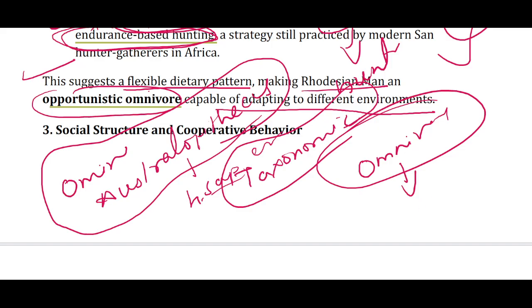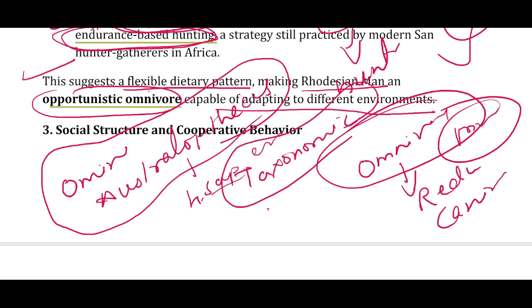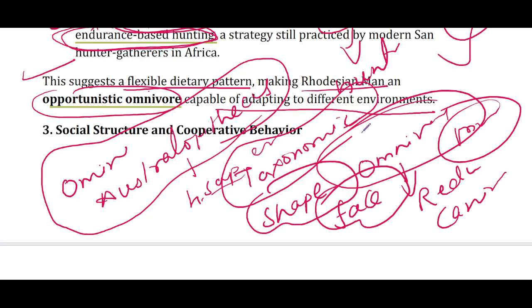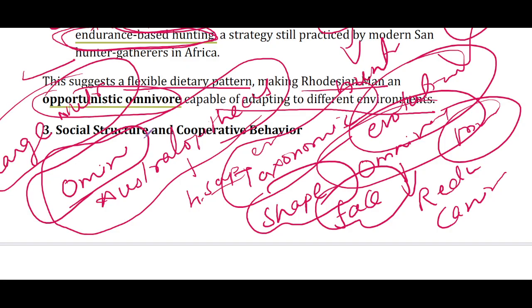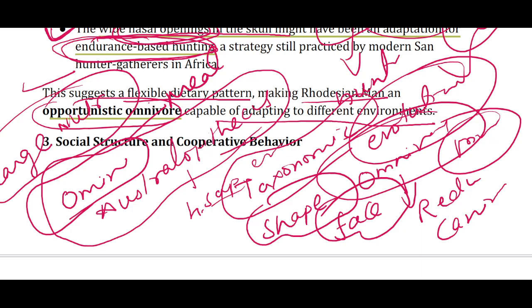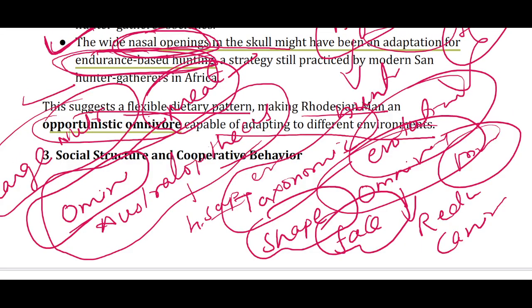It is omnivory that reduced our canines, reduced the muzzle, increased the shape of our face, and helped in evolution of our brain structure, because large brain means large amount of energy, large amount of nutrition that was needed. And this can only happen with omnivory. Only a meat-based diet, which is unpredictable at that time, could not have helped in survival of our whole stock.